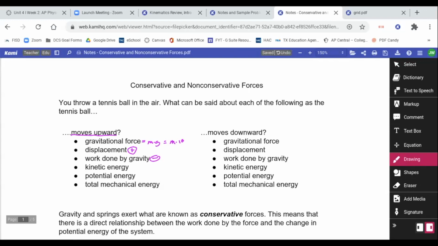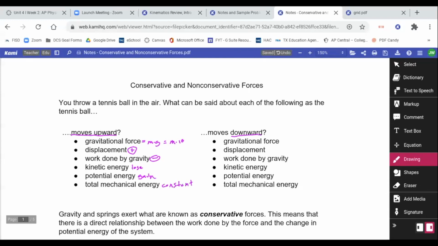As the ball goes upward, it's going to slow down and approach 0. So I would say kinetic energy, you're going to lose kinetic energy as it goes up. But as it goes up, it's gaining height. So that means you're going to gain potential energy. But the total mechanical energy is going to be held constant.